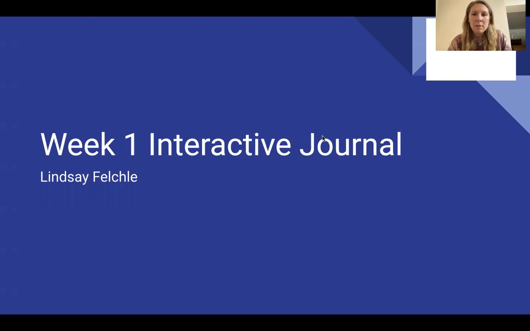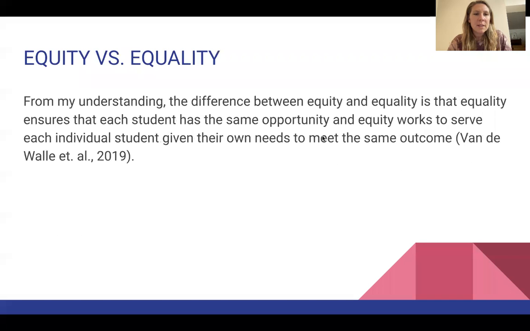All right, equity versus equality. The difference between equity and equality is that equality ensures that each student has the same opportunity and is treated equally. And equity works to serve each individual student, given their own needs, to meet the same outcome.